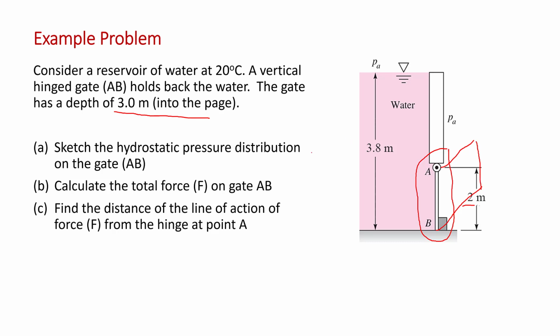And so the question asks, A, sketch the hydrostatic pressure distribution on the gate, just on AB. It's always a good idea to do that, to get a physical sense of the problem. Then calculate the total force on gate AB, and then locate the line of action of that force relative to this upper hinge here at A. And just for a change of pace, I'm going to do this as a live problem on my laptop.